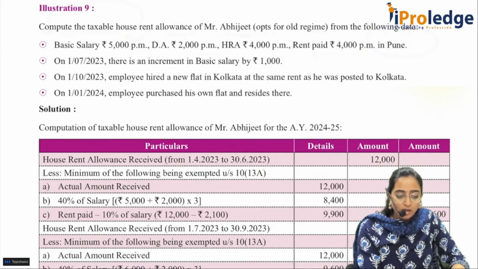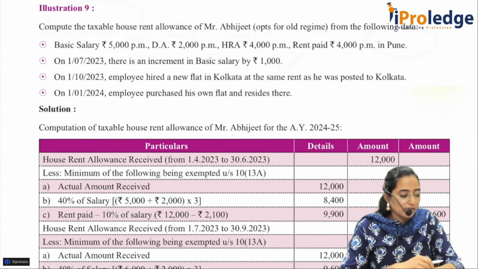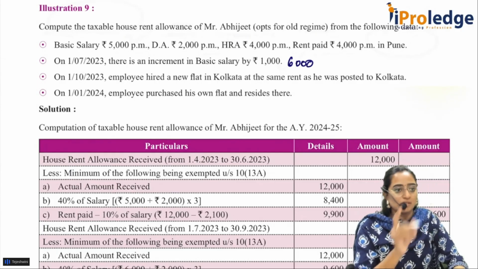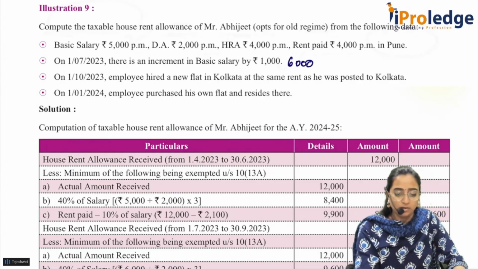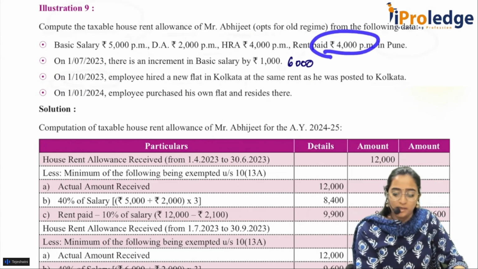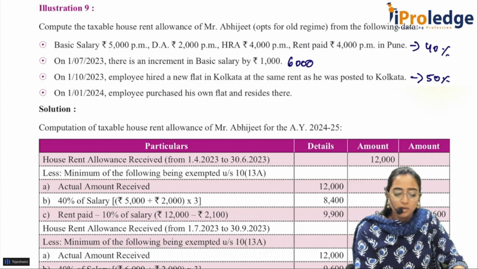Now, on 1/7/2023, there is an increment in basic salary by 1,000. So now 5,000 rupees salary has become how much? 6,000 from this day. It is a similar question to what we have seen in the previous question, with small changes. On 1/10/2023, the employee hired a new flat in Kolkata at the same rent as he was posted to Kolkata. So the same rent was paid. But when it comes to Kolkata, it is going to be 50%. In Pune, it is going to be 40%.